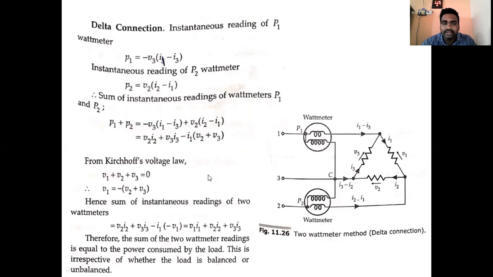Instantaneous power P2 is equal to V2 into (I2 minus I1). This is the behavior of power at wattmeter 2. What is the behavior of power at wattmeter 2? P2 is equal to V2 into (I2 minus I1). If we sum both of them, P1 and P2, what is the term? Minus V3 into (I1 minus I3) plus V2 into (I2 minus I1).